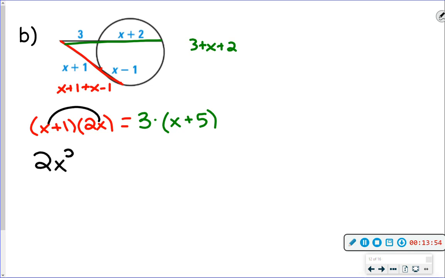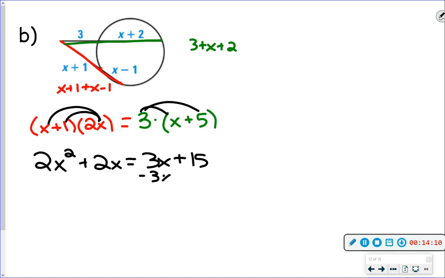Already I'm thinking factoring because of the squared. 3 times x, 3 times 5. Got it. Now, squared, factoring. Oh, well, okay, never any problem. First, we got to set it to 0, though. So I'm going to subtract 3x over. So that's going to be easy to combine. And let's subtract the 15 while we're at it.